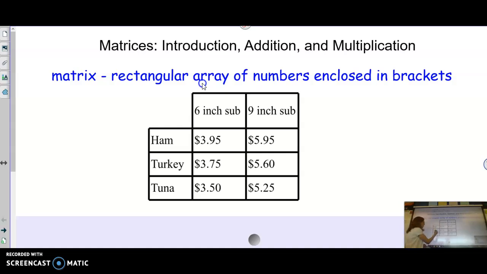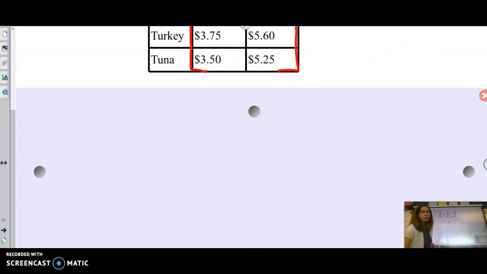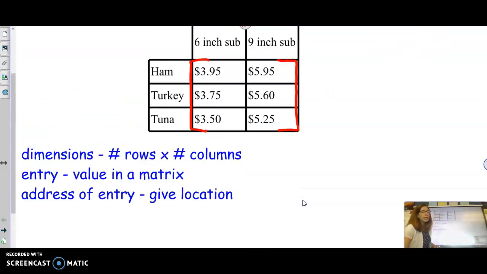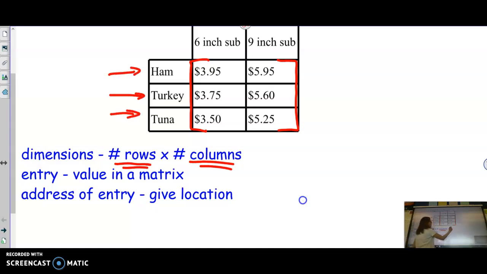So we have ham, turkey, and tuna type subs. These are the different sizes. If we were to put brackets around this part, that would be considered a matrix. So some information that you need to know is the dimension of the matrix. It's always the number of rows by columns. So rows go this way, so it'd be 3 rows, and then there are 2 columns this way. So this is a 3 by 2 matrix.